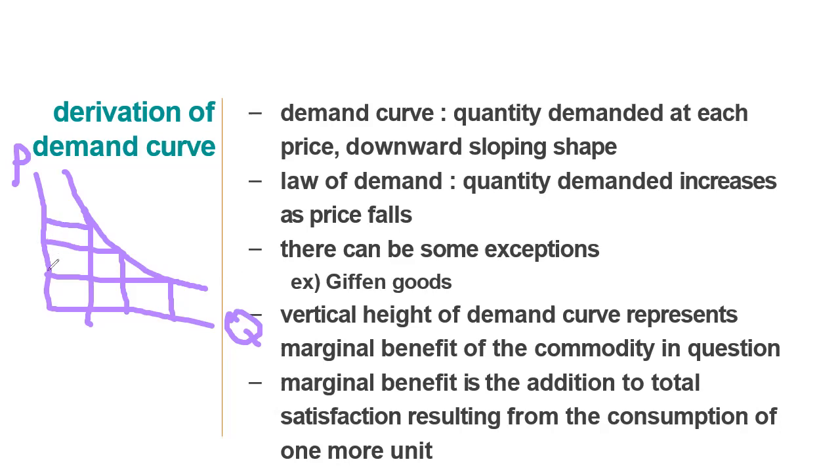The vertical height of the demand curve represents the marginal benefit of the commodity in question. Marginal benefit is the addition to total satisfaction resulting from the consumption of one more unit. As we go down the curve, we consume more, so total benefits increase and satisfaction also increases.